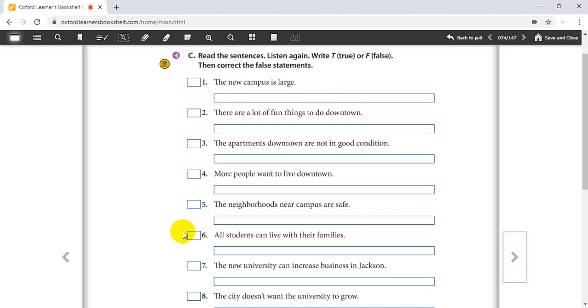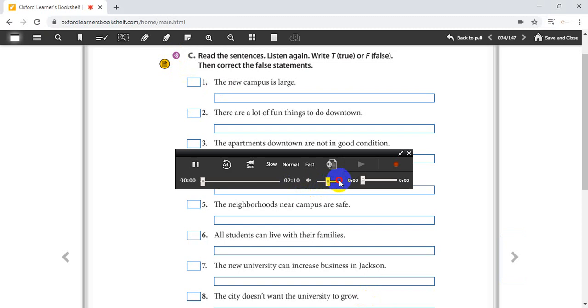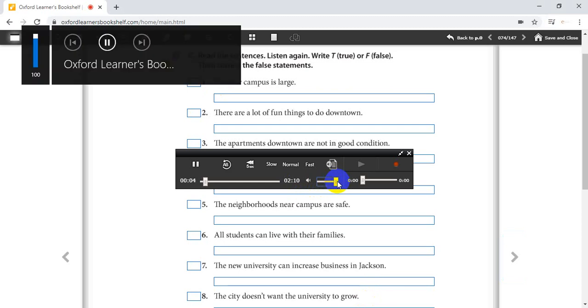Alright, so now I'm going to play the audio and you have to listen and write true or false, and you have to correct the false statements. Unit 5. Listening 2. Activity C.